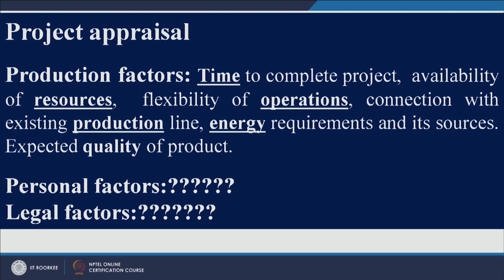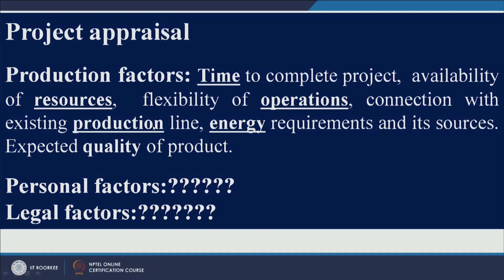Let us look at production factors. In production factors, how much time you would be requiring to make a product, availability of resources. Let us say if you are starting a cement industry, so do you have adequate limestone, do you have adequate equipment and machineries, do you have adequate transportation facilities, do you have adequate skilled employees, and so on. Flexibility of operations, connection with existing production lines, because if it is a cement industry, it would be definitely outside of the city.